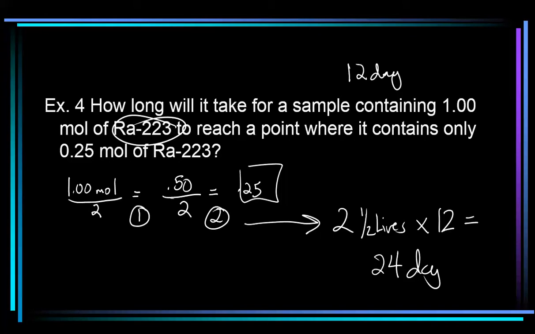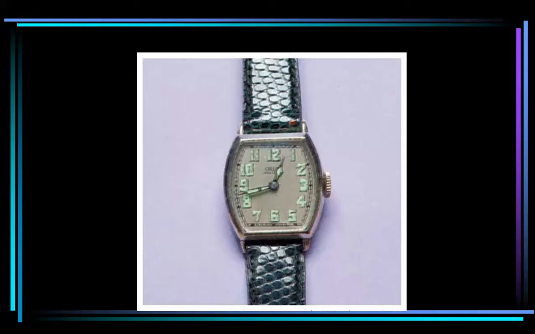Half-life was given to you. So 2 half-lives have gone by. 12 times 2 is 24. So in these questions, will we need to research the half-life? Nope, it'll be given to you.